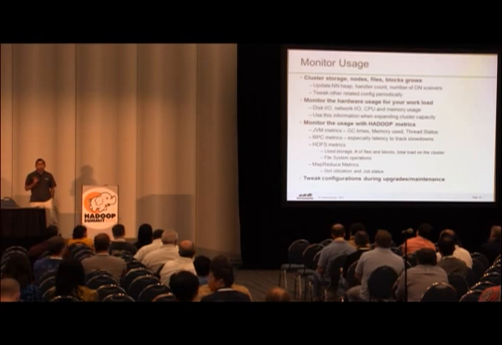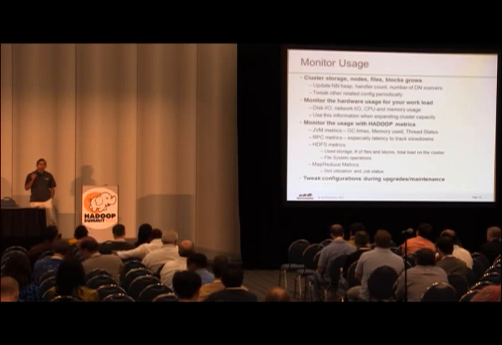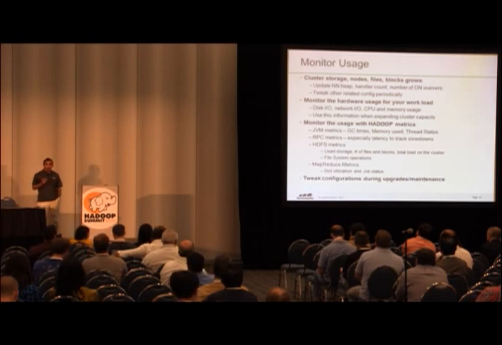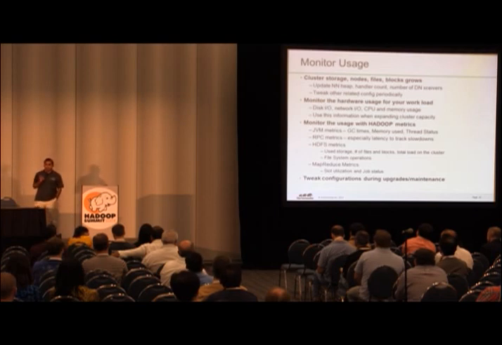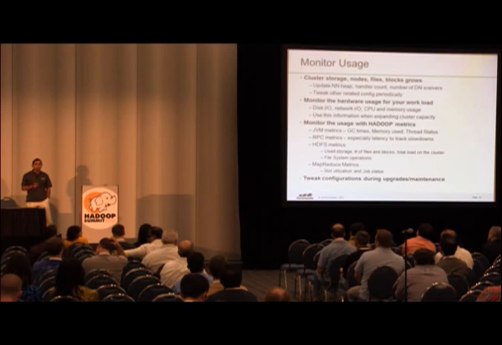Also, monitor RPC metrics. This gives you an idea of how the master daemons are doing. You will also be able to see if there are any slowdowns, because in RPC you can see the time taken for each of the requests and how long it is taking the master nodes to process it. Also, keep track of your HDFS metrics and MapReduce metrics. Based on this, you will be able to understand your usage, and you can tweak your configurations further.